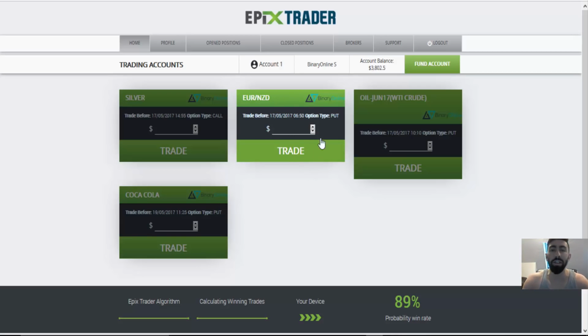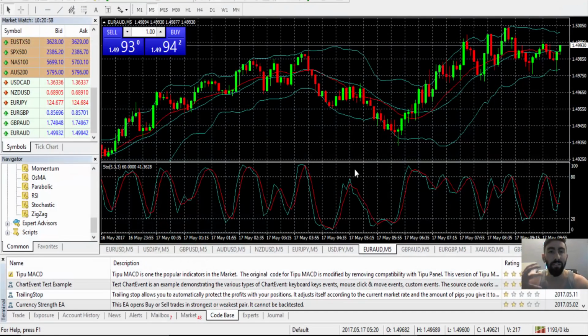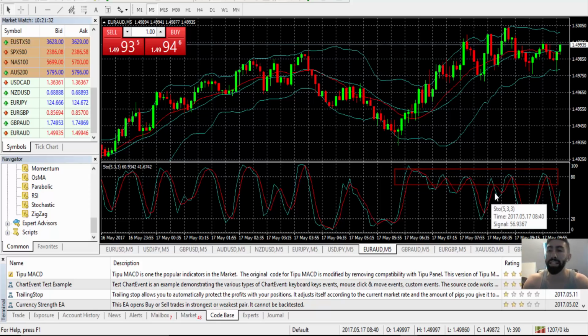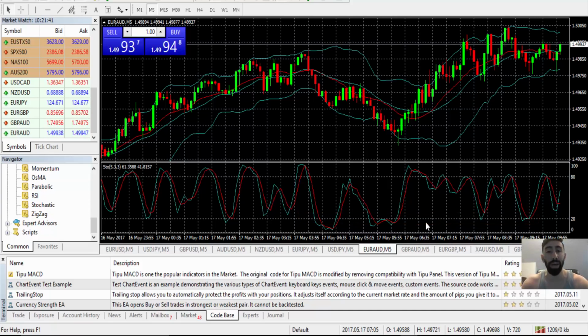So according to Epix Trader, it is telling us to place a put trade, predicting that the price is going to go down. So what we do is we go to our MetaTrader 4 chart. This gives us a live view as to what's happening within a specific asset. And when you're using stochastics, what you want to look for are reversals. So when it crosses the top line, which is known as the resistance line, there's always a reversal in price and the price drops back down. However, if the lines cross and or touch the support line, which is the bottom line over here, there's always a reversal and the price shoots back up.